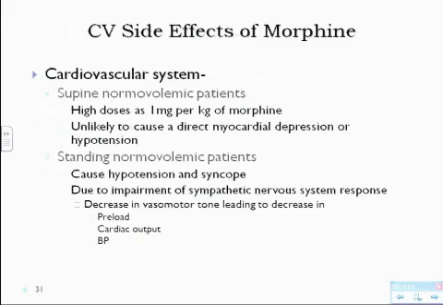The cardiovascular side effect of morphine is that under normal circumstances, if you're supine and you're normovolemic, there's really very little effect. Okay? It causes no real direct myocardial depression or hypotension, even with high doses. On the other hand, if you're standing, even if you're normovolemic, it can cause hypotension and syncope. Because what morphine basically does is it affects the sympathetic nervous system. And this is really important for you to understand about narcotics. All narcotics do this. They all suppress the ALS, the lateral system sending sympathetic information out.